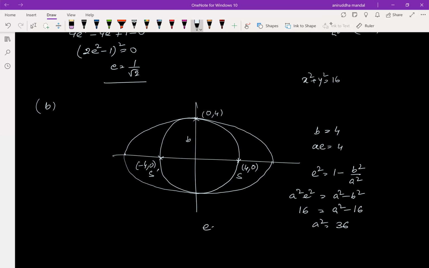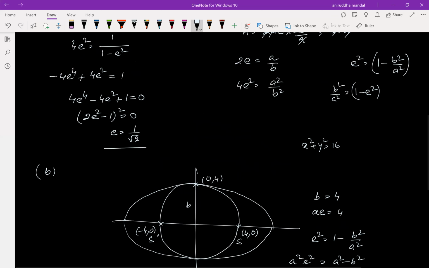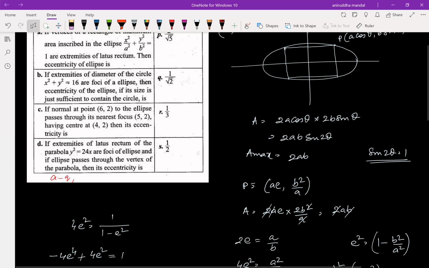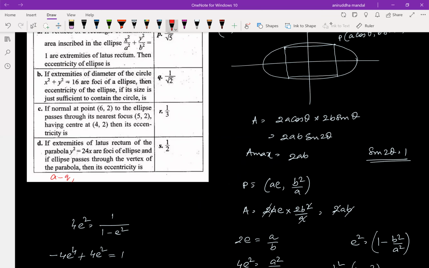So now E square equal to 1 minus B square by A square, which is 16 by 32. So this is half. So E is 1 by root 2. Again, the option of B is also true. So B is also true.